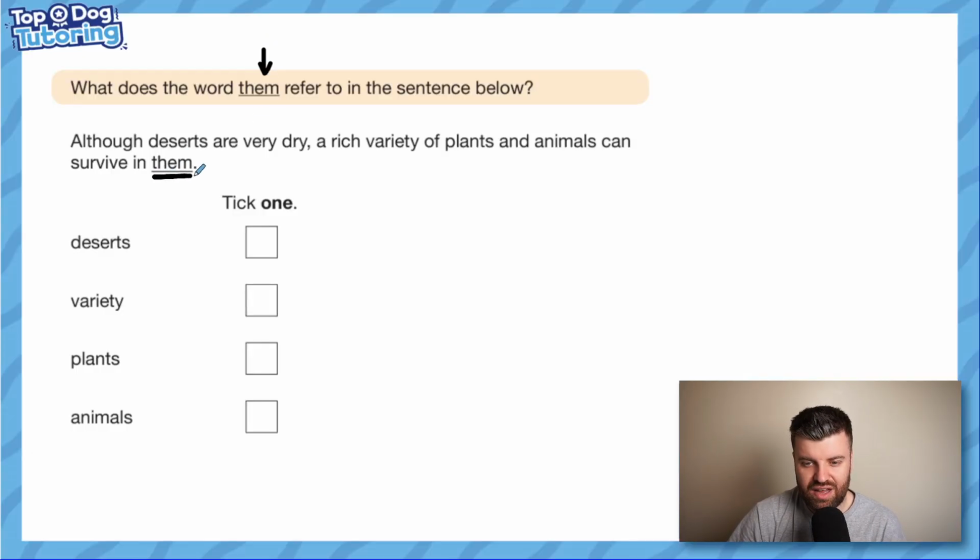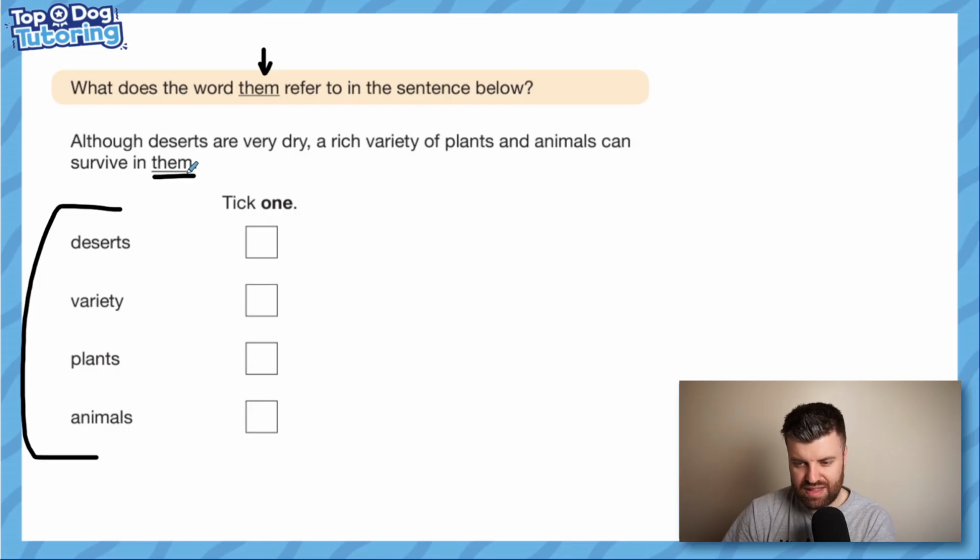What this has done is replace one of these words, right? So although deserts are very dry, a rich variety of plants and animals can survive in them. But what noun has them replaced? Has it replaced deserts, variety, plants, and animals? Have a go and I'll tell you a nice trick to do after to solve it.